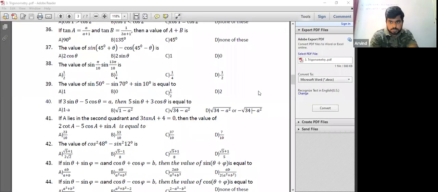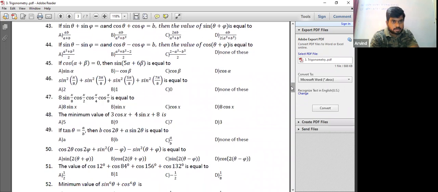So let's go to the next question. If sin theta minus sin phi is equal to A and cos theta minus cos phi is equal to B, then the value of cos of theta plus phi is equal to dash. Okay, we'll do the 43rd and 44th at the last. Both are similar kind. Let's quickly finish these formula-based ones. The 43rd and 44th are calculation.